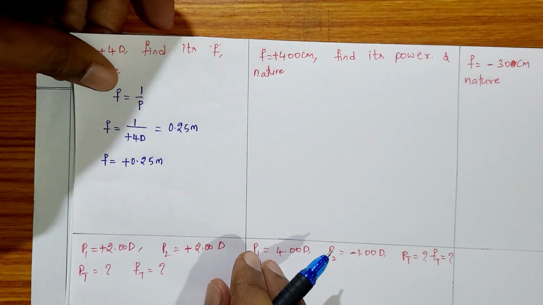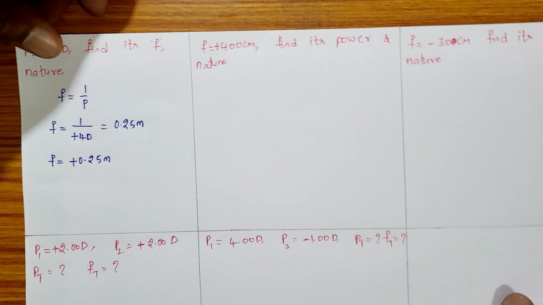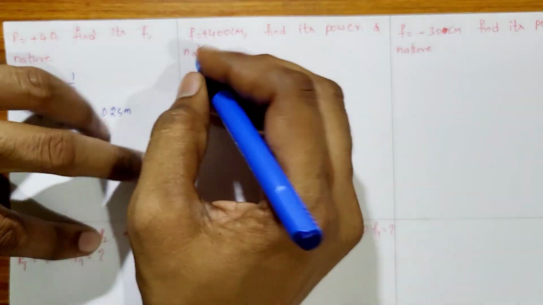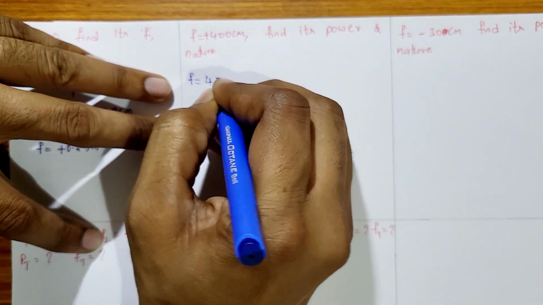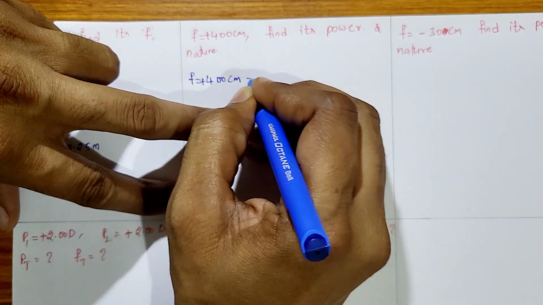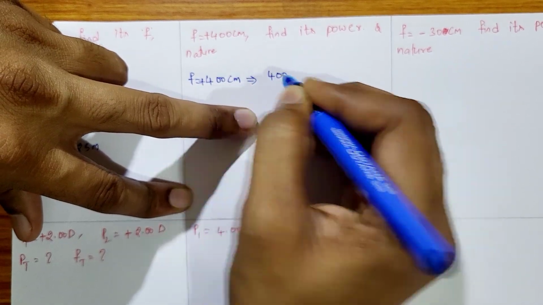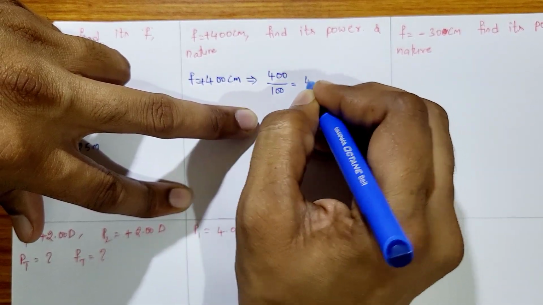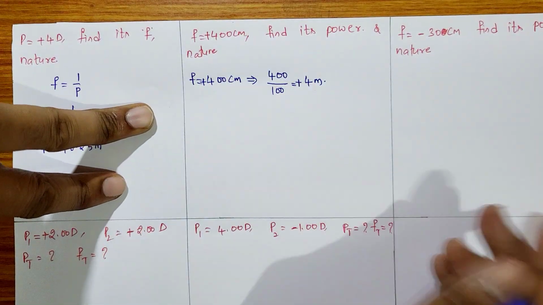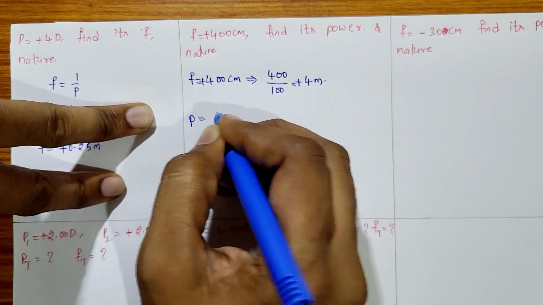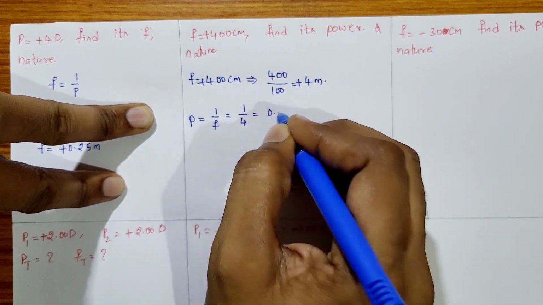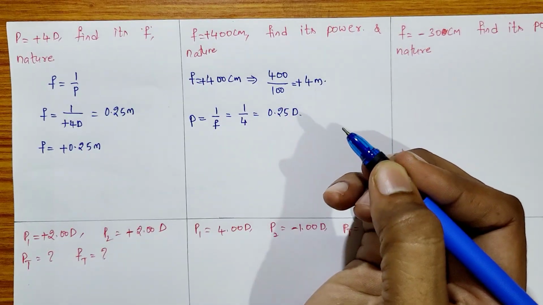Okay, sir, understood. Now, the focal length of a lens is 400 centimeters. Find its power and nature. Focal length is plus 400 centimeters, they gave centimeters. First convert it into meters. 400 centimeters divided by 100 is 4 meters, plus 4 meters. Okay, we got the focal length in meters now. Now find the power. How to find power? Power P is equal to 1 by F. So 1 divided by 4, 1 by 4 is 0.25 diopter.